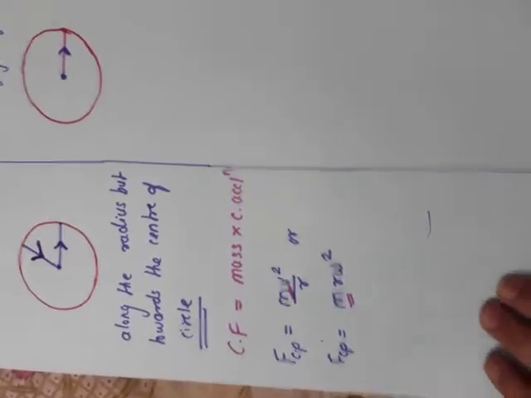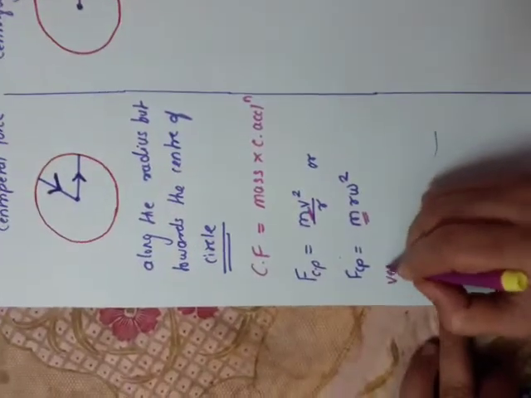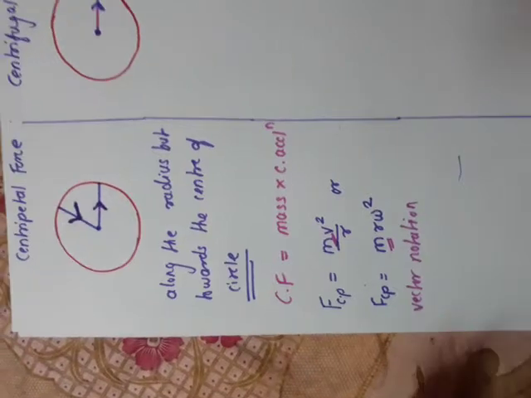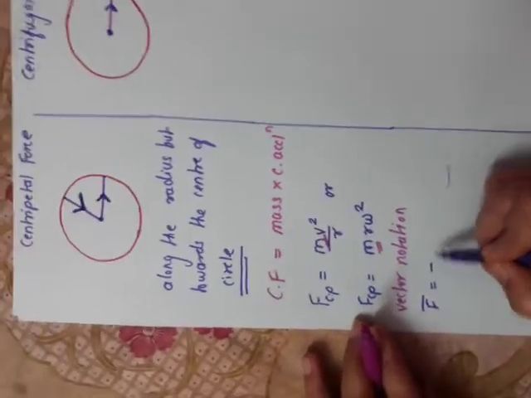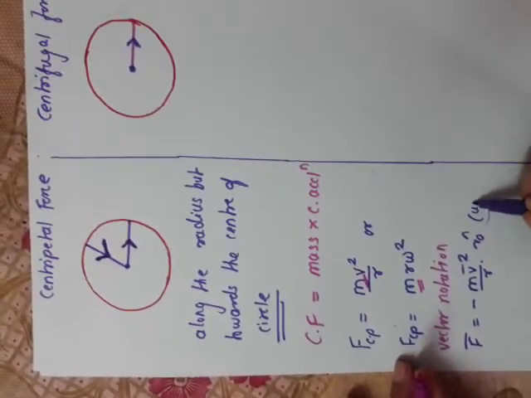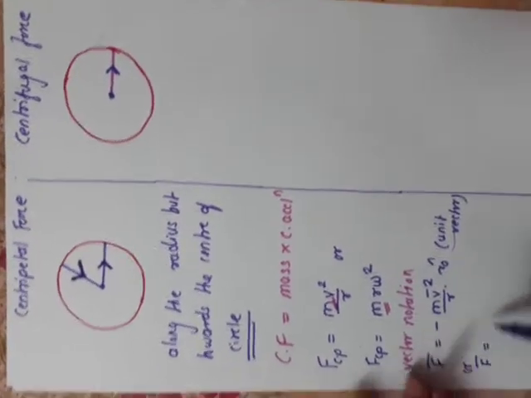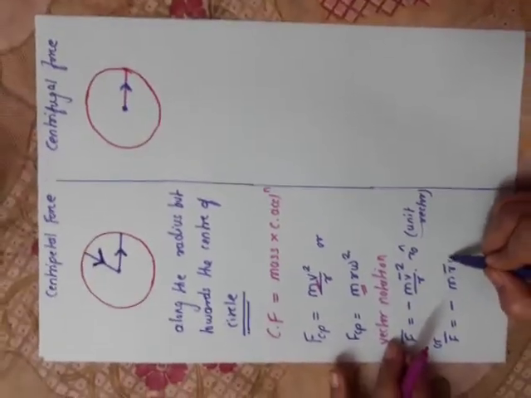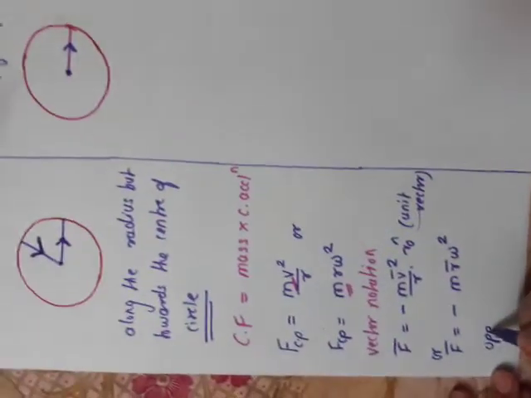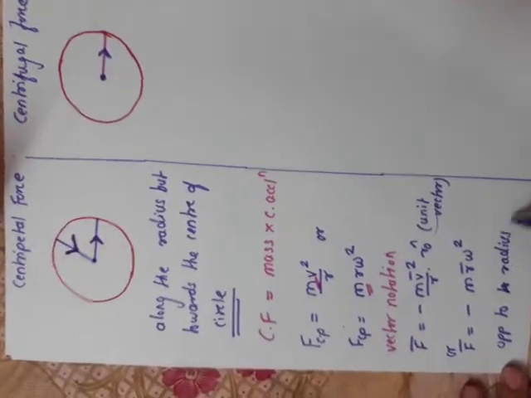The vector notation for it is similar to centripetal acceleration. Vector notation: F bar is equal to minus m v square upon r into r0 bar, where r0 bar is the unit vector, or F bar is equal to minus m r omega square. The negative sign indicates that it is opposite to the radius vector.